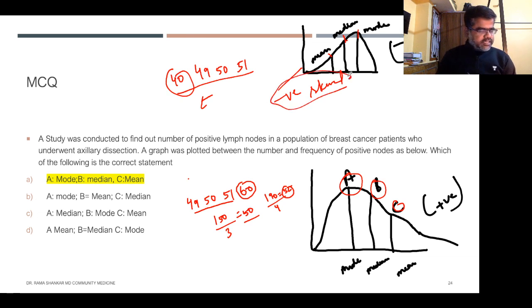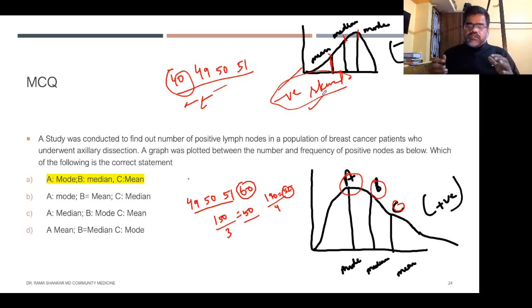Okay, is it clear? Is it clear now? Shahrukh, is it clear? Even if you're not able to interpret the graph, just take this example and then interpret it. Then I think it will be easier for you to understand. This is 40, this is 49, 50. You have added a value on the lower end side which is not consistent with this data. If you calculate the mean, it will be less. So it is dragging this side. So your mean will be less. So it is negative skewed.